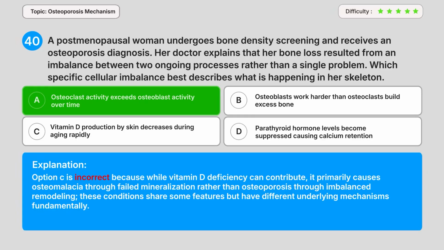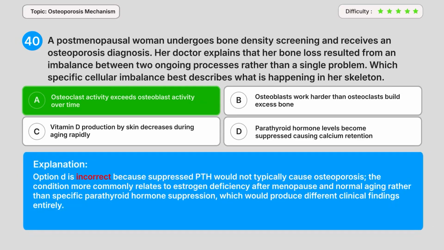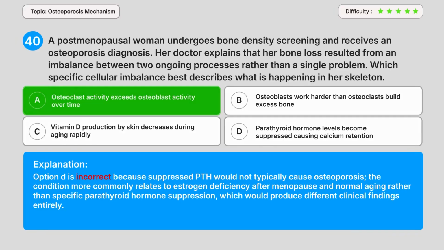These conditions share some features but have fundamentally different underlying mechanisms. Option D is incorrect because suppressed PTH would not typically cause osteoporosis. The condition more commonly relates to estrogen deficiency after menopause and normal aging rather than specific parathyroid hormone suppression, which would produce different clinical findings entirely. Osteoporosis is basically a demolition versus construction imbalance, and this postmenopausal patient fits the pattern perfectly.